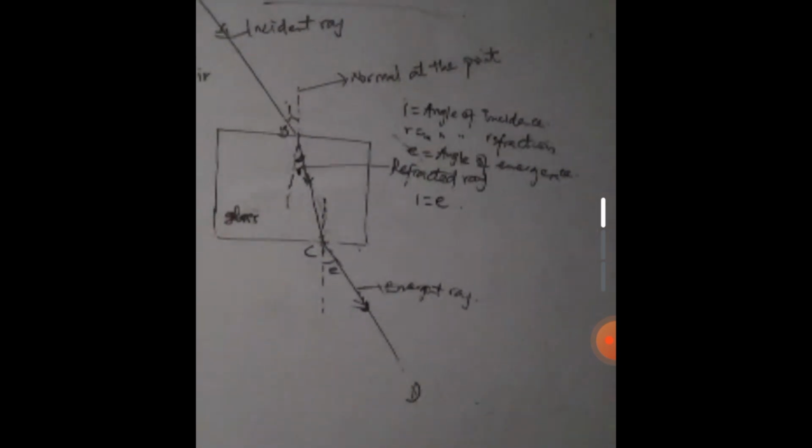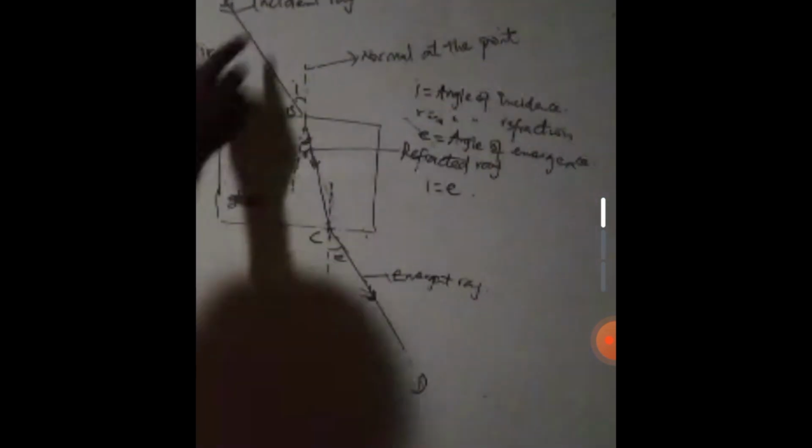That's I equals R. It is the second law of reflection. That thing you mentioned now. The second law of reflection says that the angle of incidence equals the angle of reflection. So what I'm doing here is that I is the angle of incidence and E is the angle of emergence.